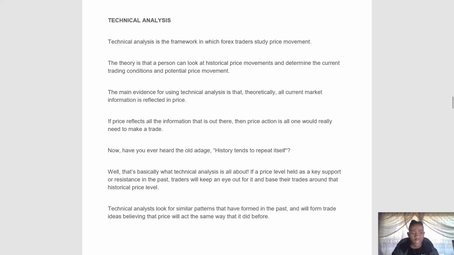So that's basically what technical analysis is all about. If a price level has held as a key support or resistance in the past, traders will keep an eye out for it and they base their trades around that historical price level. So technical analysts look for similar patterns that have formed in the past and will form the trade idea believing the price will act in the same way as it did before. So we use the data from the past to help us understand what will happen in the future.